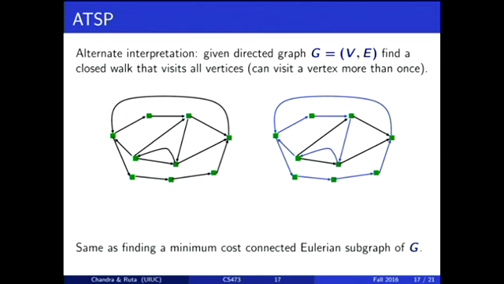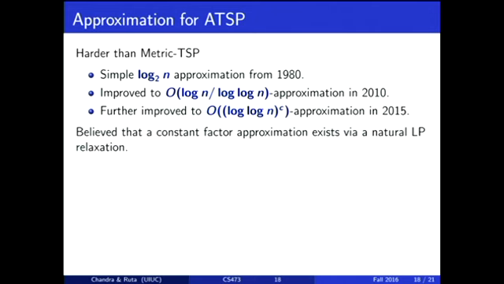This is a harder problem. Somehow it is a harder problem if you think about it a little bit. Another way of thinking about it, just like in the old problem for undirected, you want to find a connected Eulerian subgraph. But here Eulerian means in the directed sense. That means the in degree must be equal to out degree, as opposed to degree must be even, which is different in undirected. Okay, some history. In 1980, people came up with a very simple log n approximation algorithm.